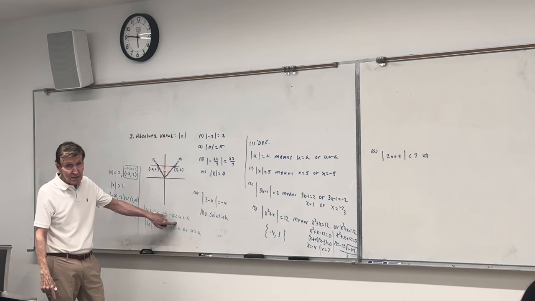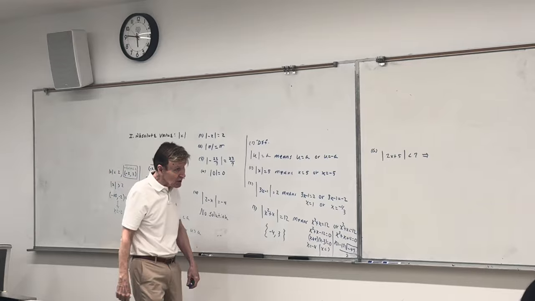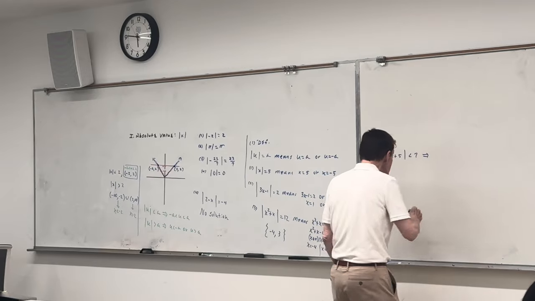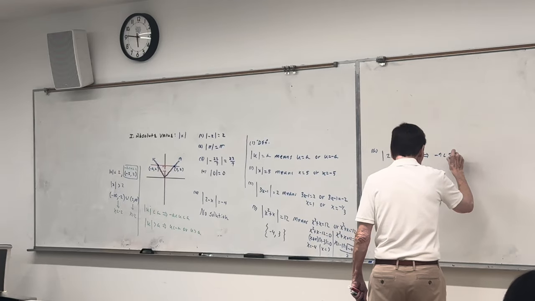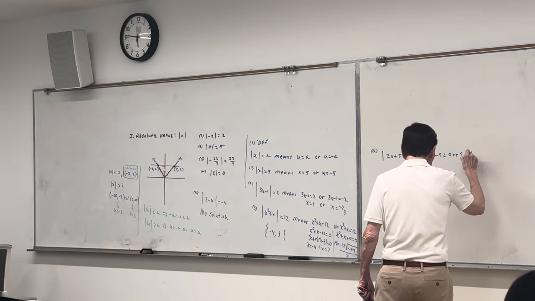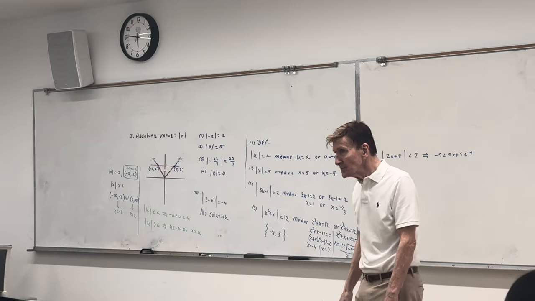They're saying it means this. You're caught between negative a and a positive a. Can anyone tell me what that would look like here? Negative 7 is less than 2x plus 5, which is less than 7. Beautiful. The absolute value bars are gone.